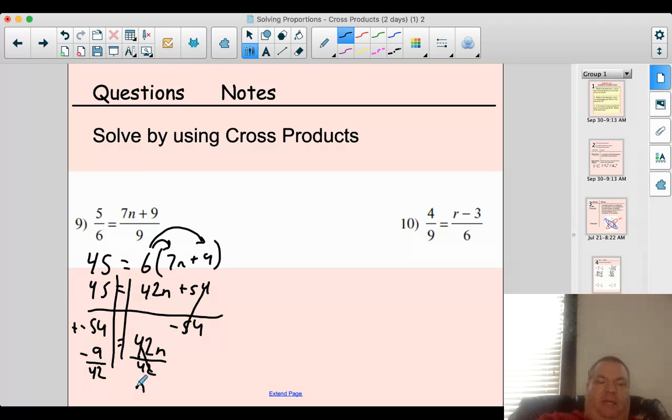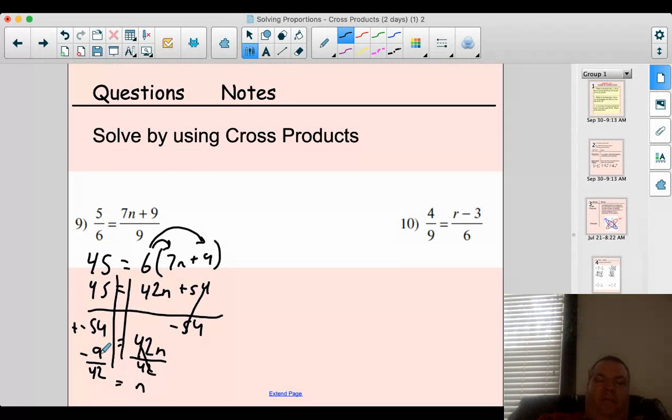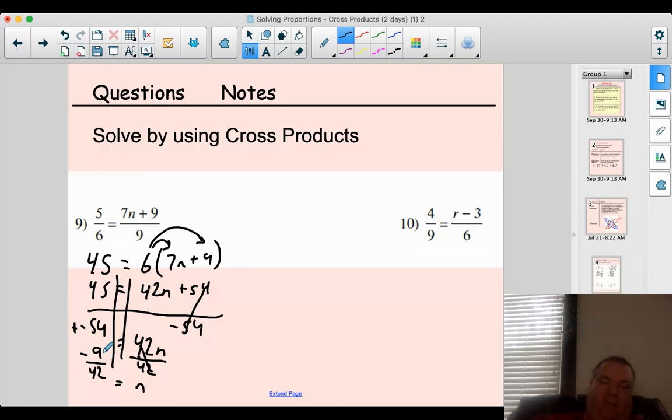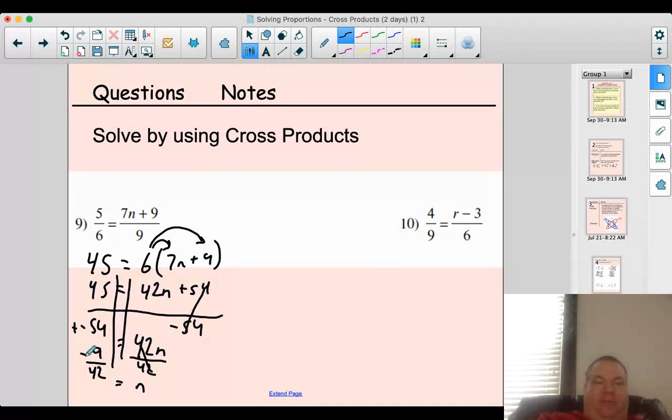And I get n equals, and in a situation like this, you can generally just leave your answers as fractions, though you do want to reduce them if you can. So instead of doing 9 divided by 42 and writing out whatever long decimal that is, I can just leave it negative 9/42. Again, don't get too hung up on if the top or the bottom is negative. I have a negative divided by a positive, so my answer will be negative. So just leave the negative on the fraction itself.